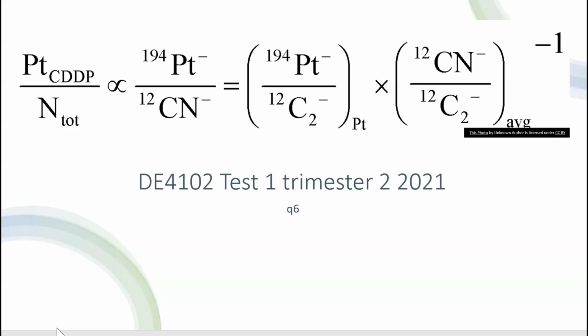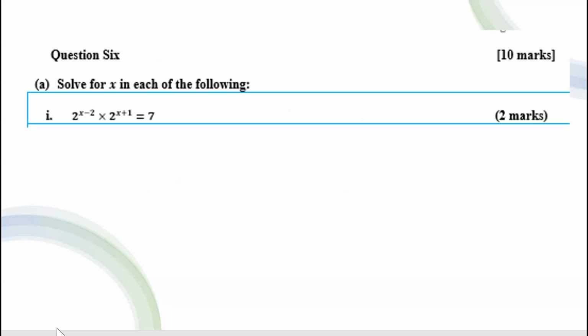So this is question 6. It starts off by asking you to solve for x in two equations, and the first one is this. When you've got something like this, simplify it before you start. So the left-hand side would become x minus 2 plus x minus 1 equals 7. Tidying that up becomes 2 to the power of 2x minus 1 is equal to 7.